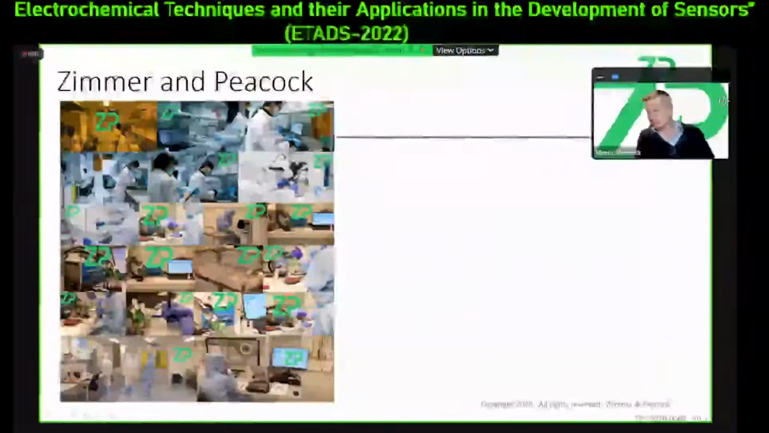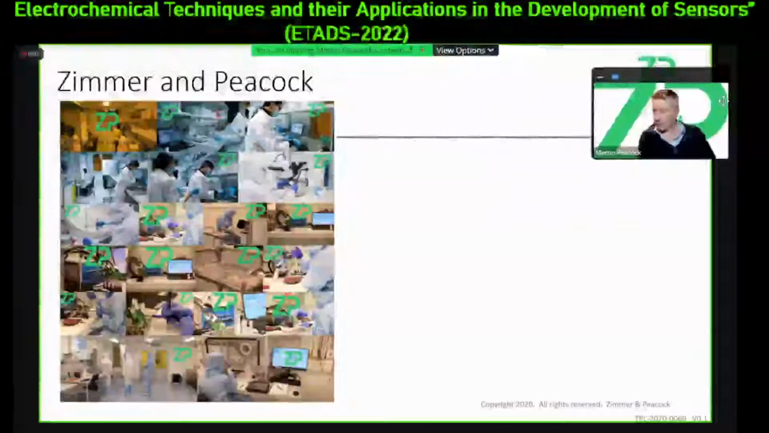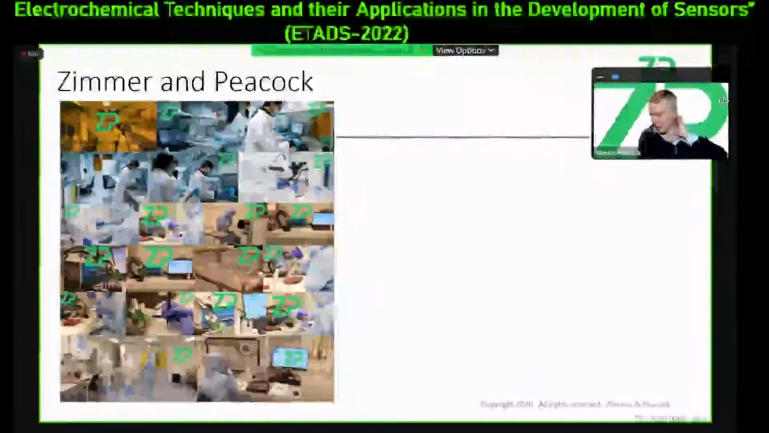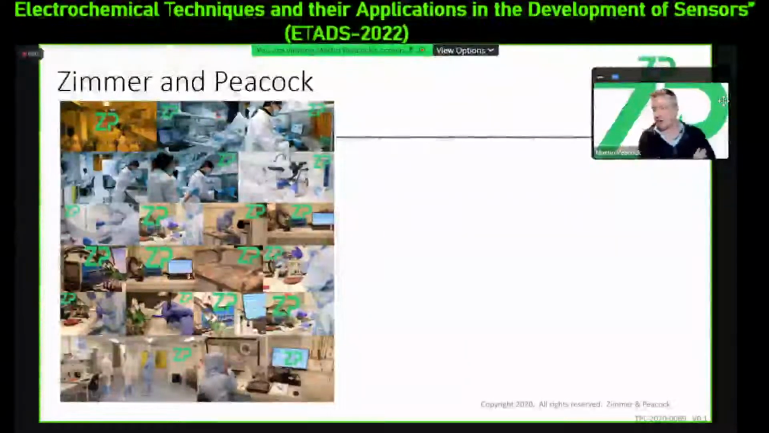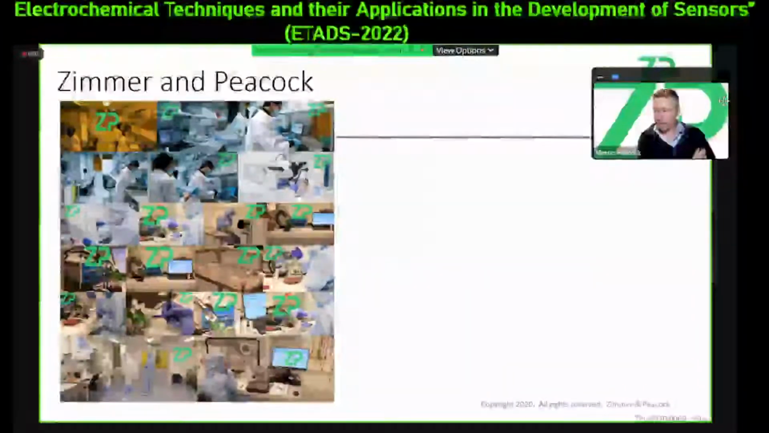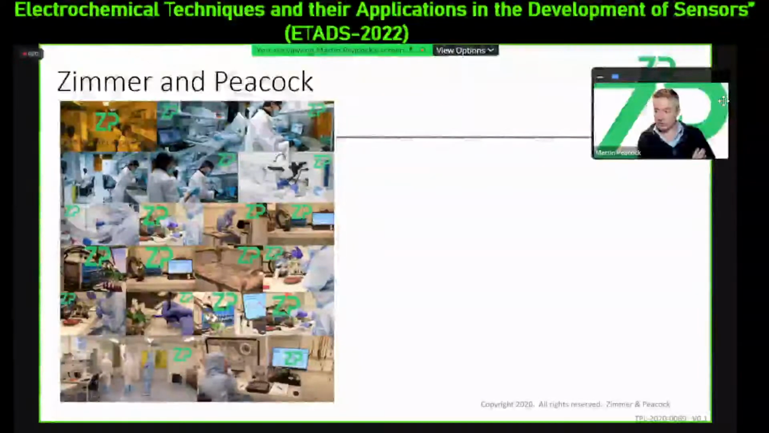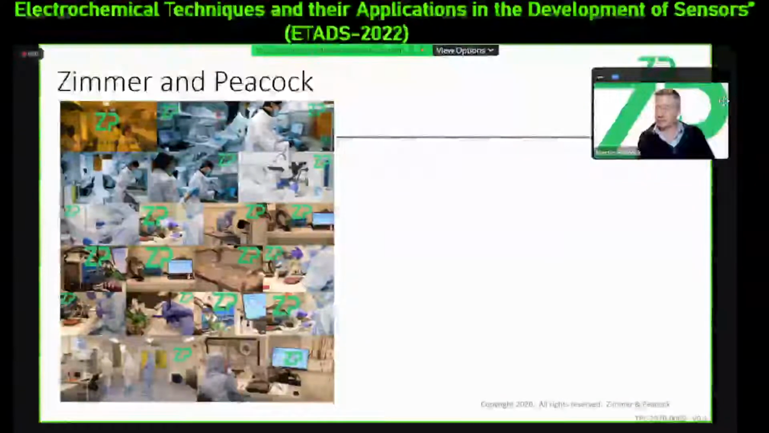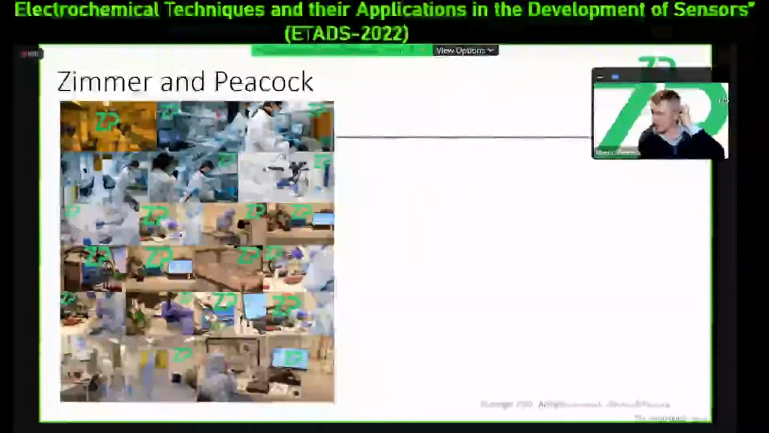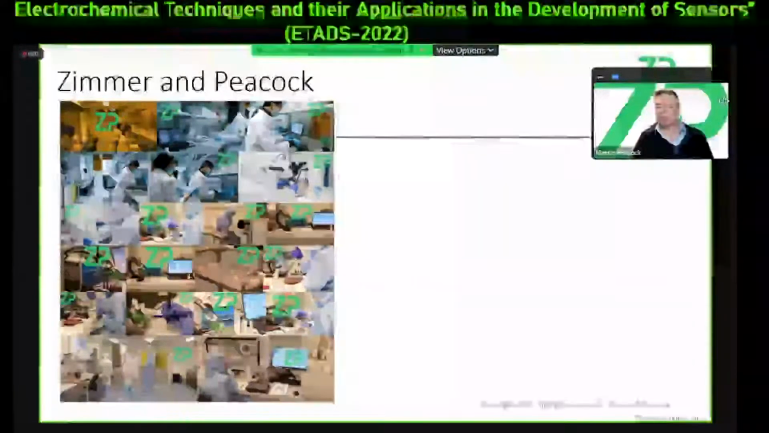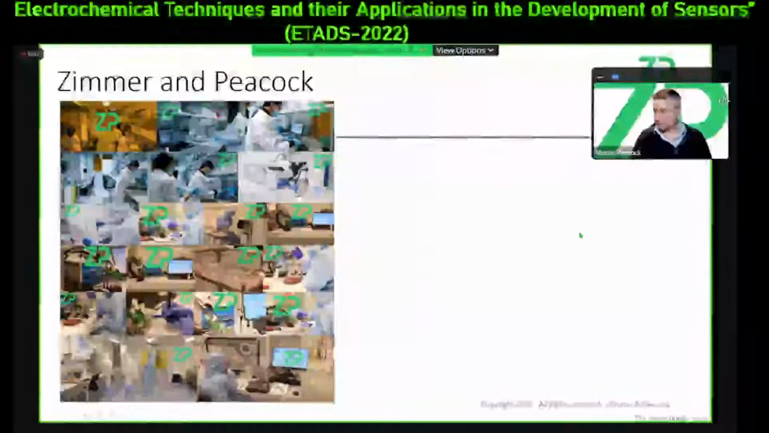The facilities at Zimmer and Peacock are really world class. We have world class laboratories. We have class 7 clean rooms. We have a lot of electrochemistry equipment, parallel potentiostats. You can see in some of these images, the people are wearing hazard suits, so we're very careful. What we're doing is protecting the experiments from ourselves. We do a lot of cellular and molecular biology, and we just want to keep the environment as clean as possible so that we can make sure that we get the best experiments possible.